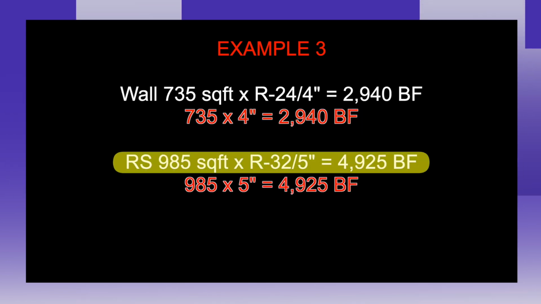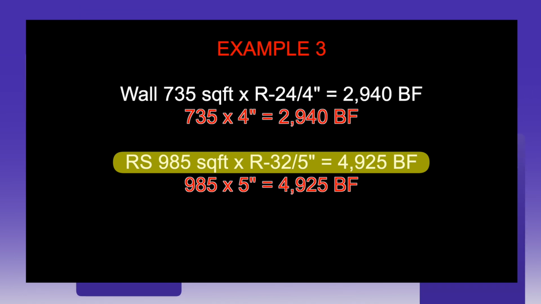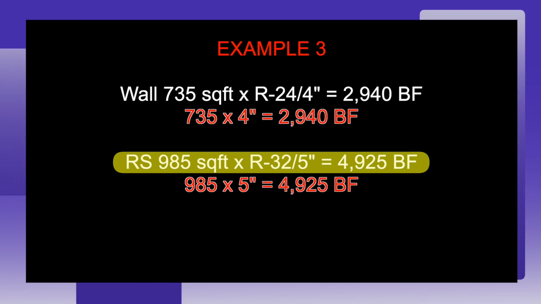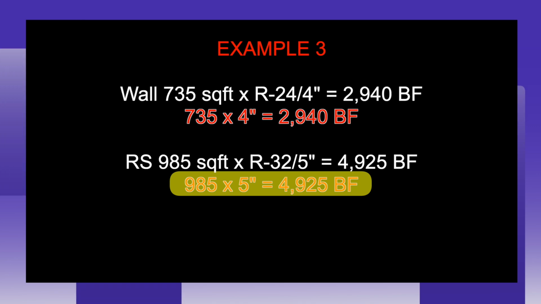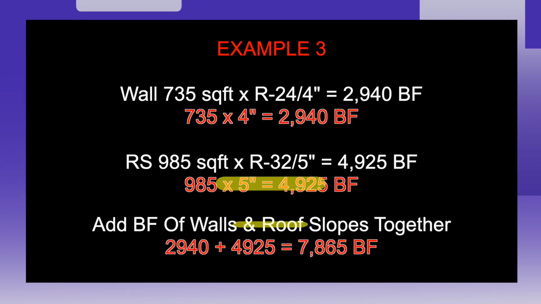Suppose you have roof slopes with an area of 985 square feet and R value of 32, and the foam thickness is 5 inches. 985 square feet times 5 inches equals 4,925 board feet of foam needed.